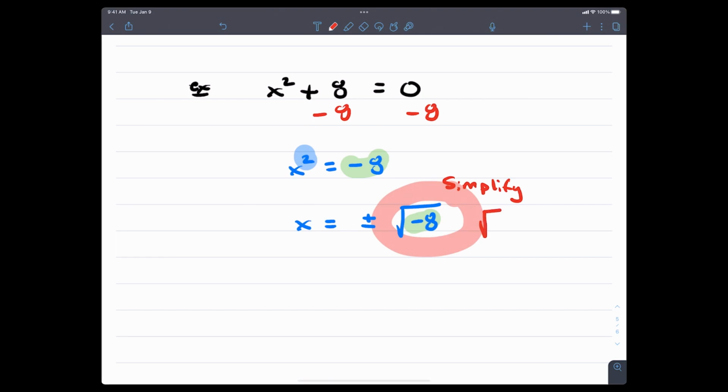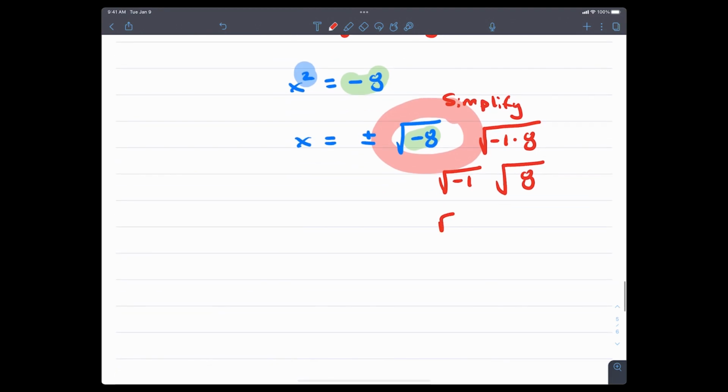Square root of negative 8, what's this? Isn't that negative 1 times 8? Square root of negative 1. How do you simplify that? Square root of 8 is 4 times 2, so 2 square root of 2. So what is this, ladies and gentlemen? 2 square root of 2i.